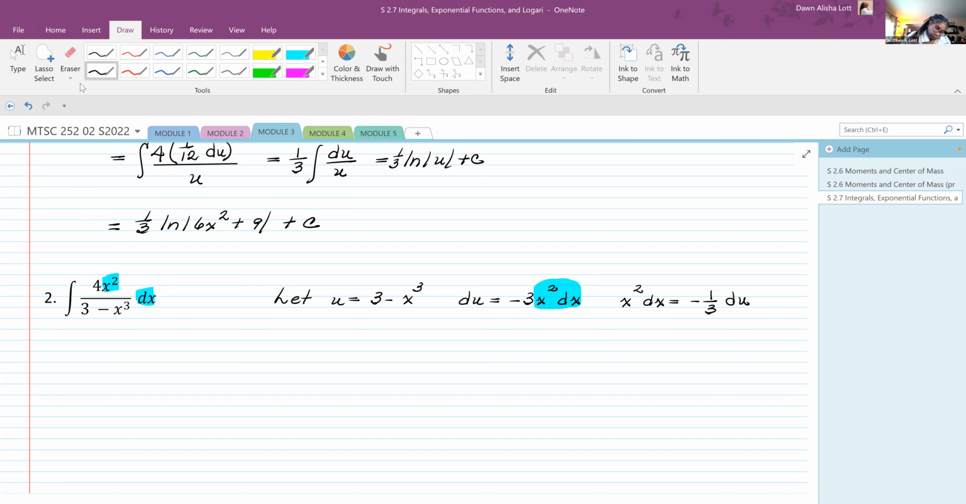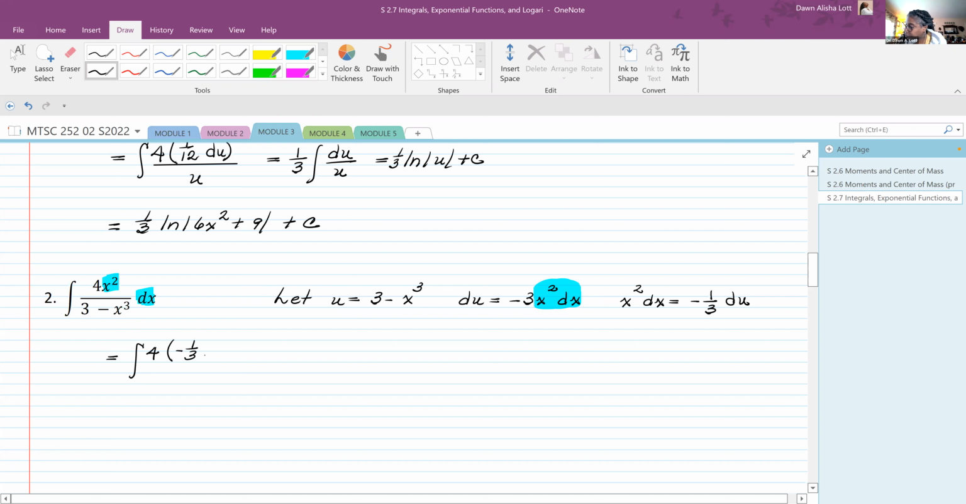Okay, let's put it all back together. Integral, I have a 4 there. x squared dx is negative 1 over 3 du. That thing in the denominator is just u. So I have negative 4/3 the integral of du over u again. That's negative 4/3 the log of the absolute value of u, which is 3 minus x cubed, plus a constant. Any questions?